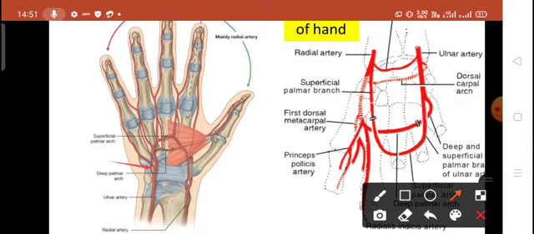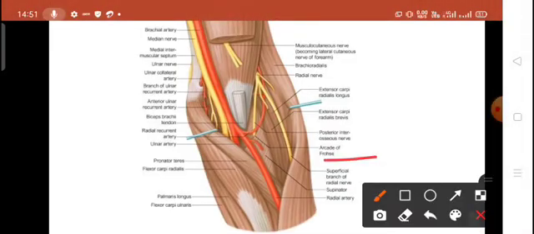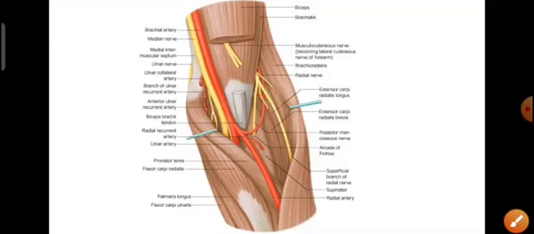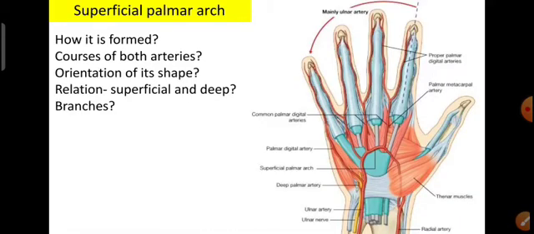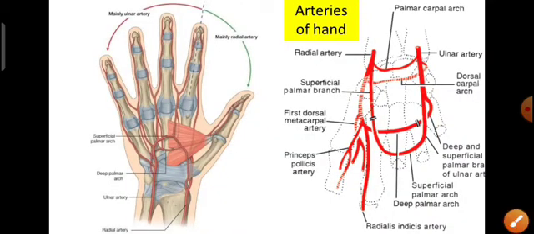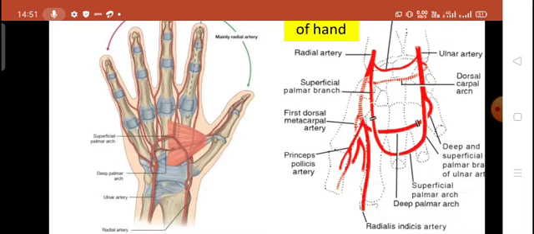branches. One is the deep branch of the ulnar artery, and then the other is the superficial branch of the ulnar artery.